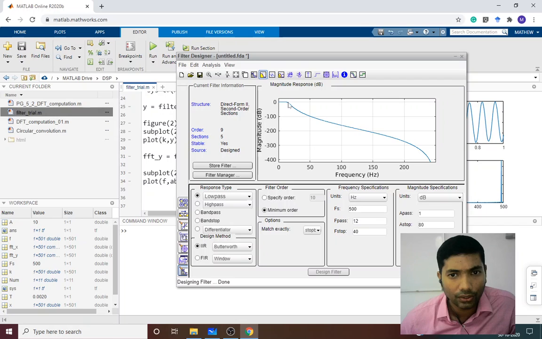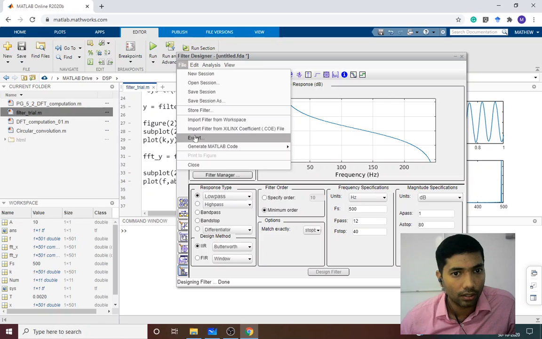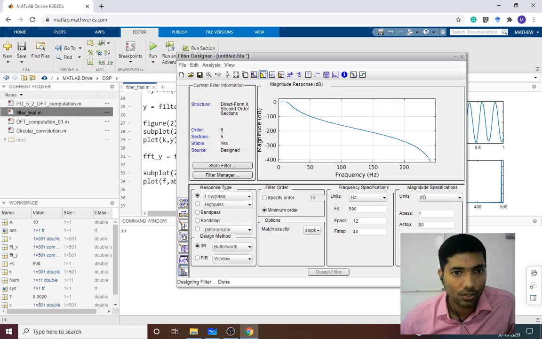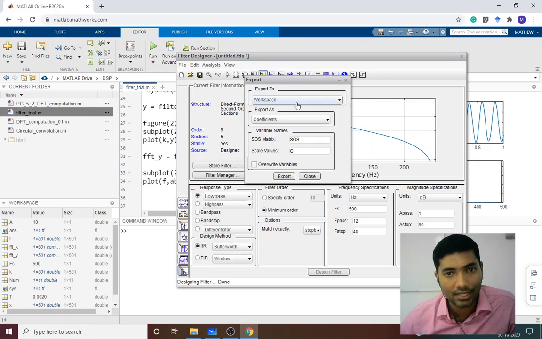Yeah, so it is 12 hertz, and the stop band frequency is 40 hertz, and these are the pass band and stop band attenuation. Once we have designed this filter, we can take this filter by clicking on export to the workspace. So while exporting, this is the only change.